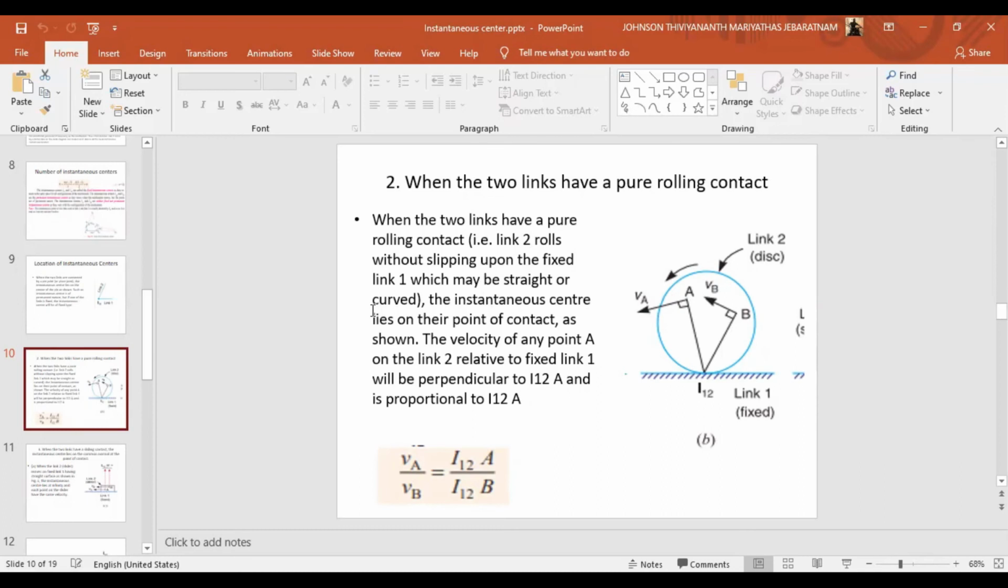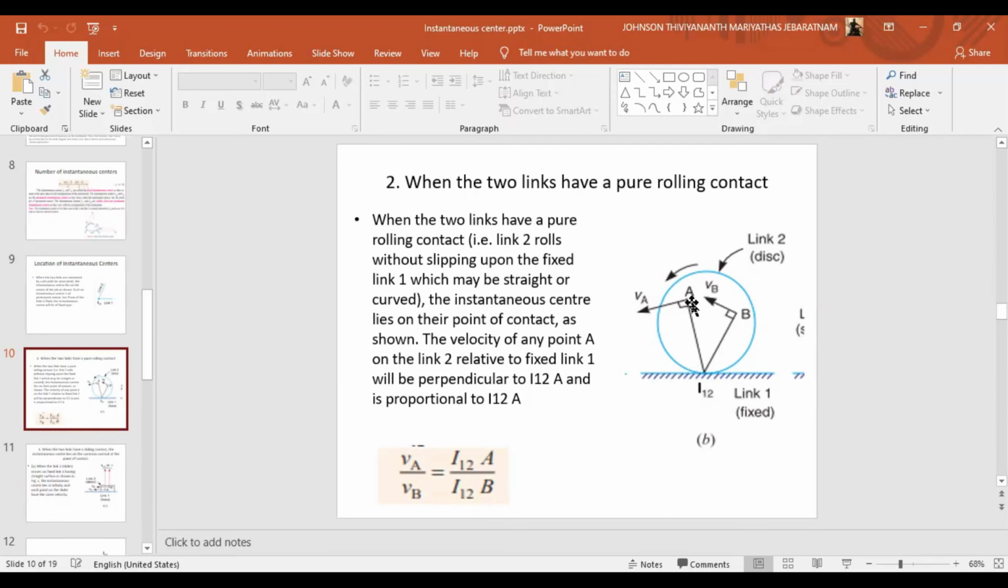Then the instantaneous center lies on the point of contact. So if one body is rolling on a fixed link, then the instantaneous center is at the contact point of these two. So this roller and this straight fixed link are connected at this particular point. So at this contact, the velocity of any point A on the link 2 relative to the fixed link 1 will be perpendicular to I12A and is proportional to I12A.